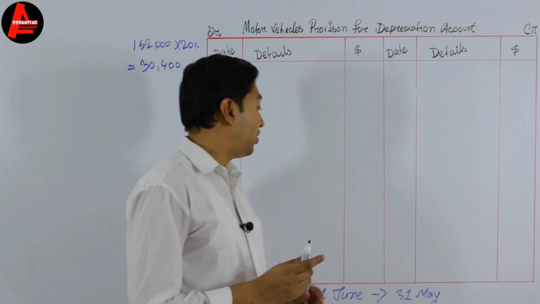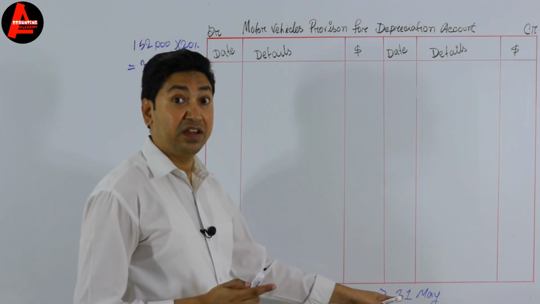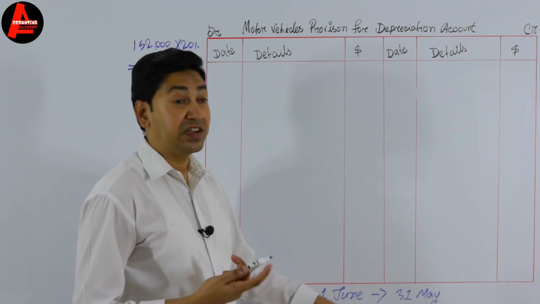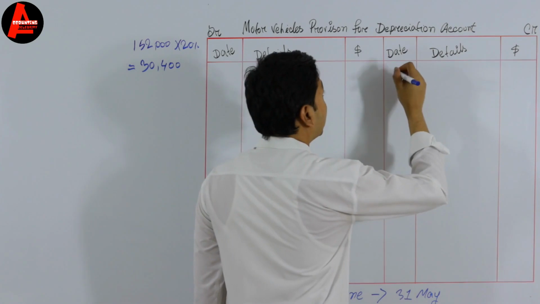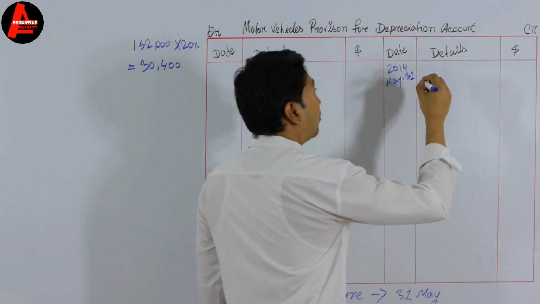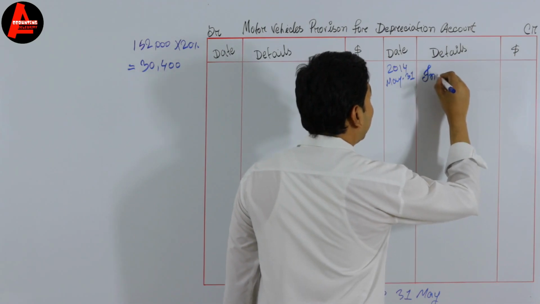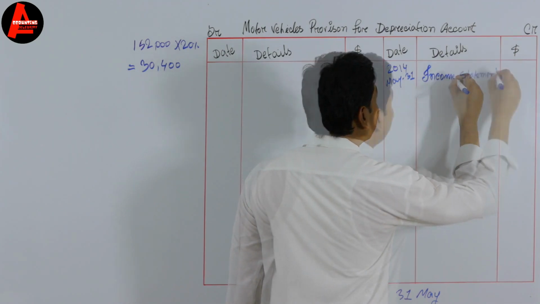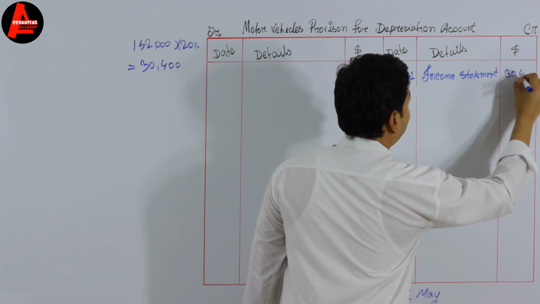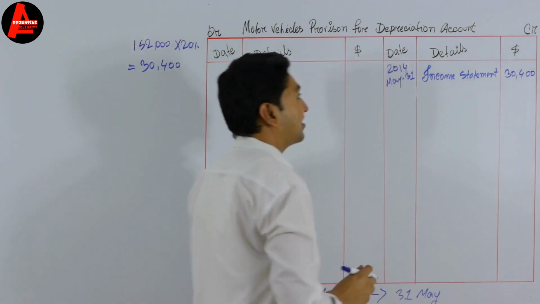We write the depreciation to the income statement at the end of the financial year. So let us write here 2014 May 31st. We will write here income statement. We calculated $30,400.